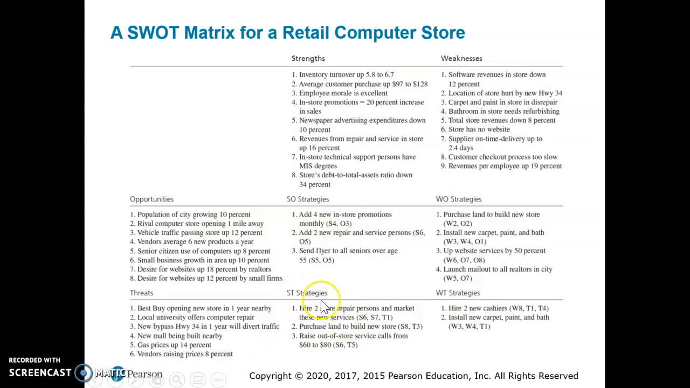Excuse me, ST. So here let's just look at an easy one. Purchase land to build a new store again. So a strength is they have a debt to total assets ratio that is down to 34%. And the new bypass will divert traffic, which isn't good. So again, they could purchase land to build a new store. And then WT is, for example, they have a customer checkout process that is really slow. Best Buy is opening a new store and a new mall is being built. So they could hire some cashiers, that would increase the speedy checkout and would be similar to what Best Buy is doing. So that is how you identify those strategies.